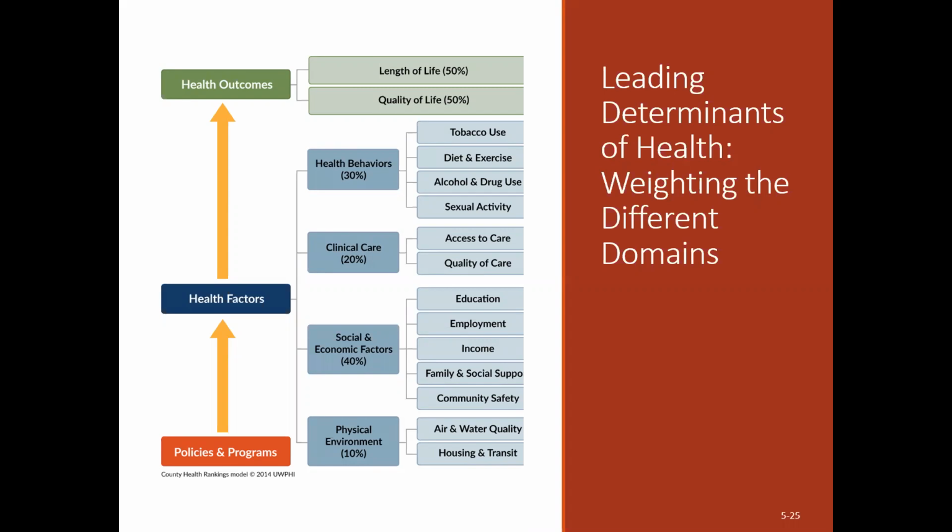And then, as I've mentioned earlier, we know that social and economic factors really are the largest driver in those health outcomes, at 40%. So again, looking at education, employment, income, a lack of or a presence of family or social support, and community safety, certainly another one too. And then our physical environment is still important, but that's 10%. So looking at air and water quality, we may have poor housing, maybe a lack of transportation, which is certainly relevant in the rural community as well. Those add up to 100%, but you can see how those things really impact the health outcomes.